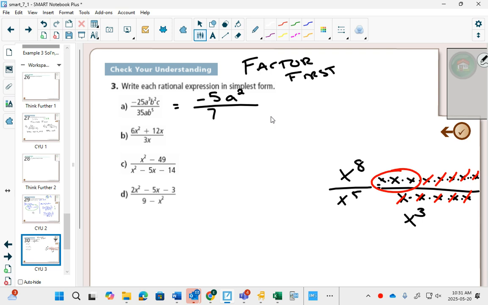What about the b's? Do you have more b's in your denominator or your numerator? We have more b's on the bottom. How many more? 3 more. Make sense? And then we still have a c left on top. This is simplest form.